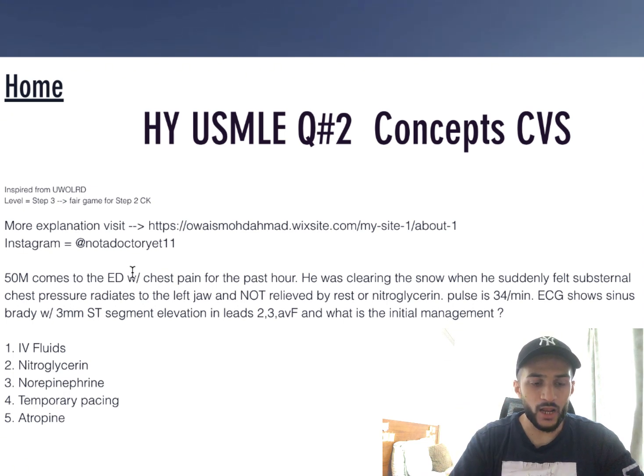A 50-year-old male comes to the emergency department with chest pain for the past hour. He was clearing snow when he suddenly felt some substernal chest pain radiating to the left jaw, and it is not relieved with rest or nitroglycerin. Pulse is 34 beats per minute. ECG shows sinus bradycardia with 3 mm ST segment elevations in leads 2, 3, and aVF. What is the initial management?